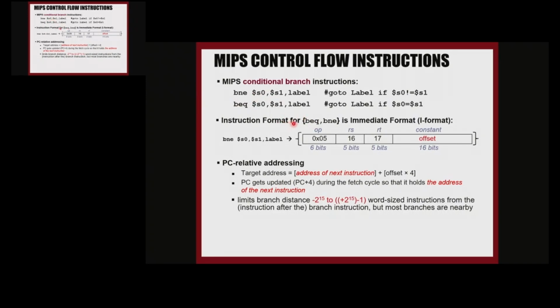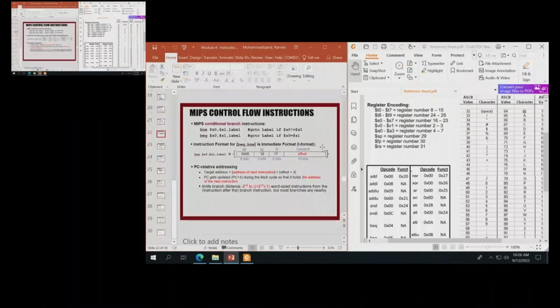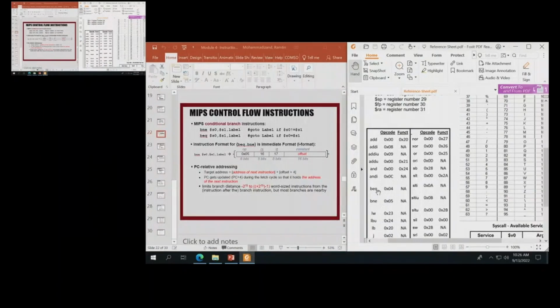It's an I format instruction. The opcode for branch not equal is, for example, 0x05. And if you want to see the opcode for BEQ, the opcode for BEQ is 0x04. We don't have a function field in I format, and that's why we don't have anything here. Not applicable.